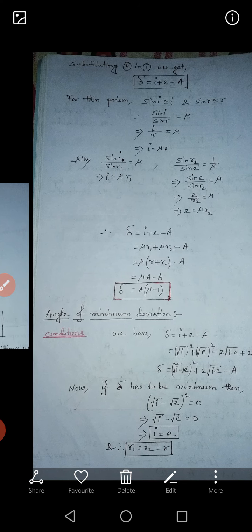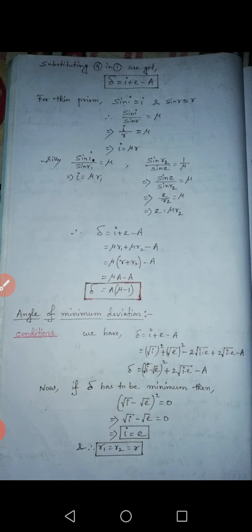Then in the next class we will find out the relation between mu, refractive index, angle of minimum deviation and angle of prism.